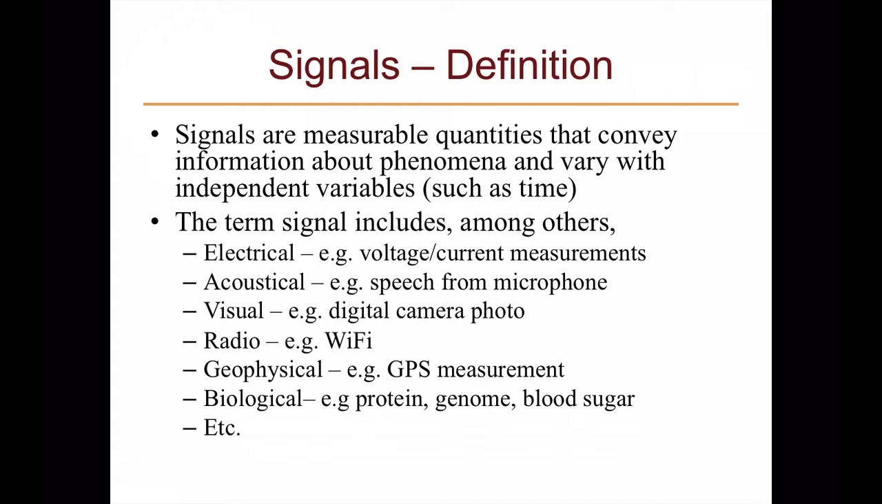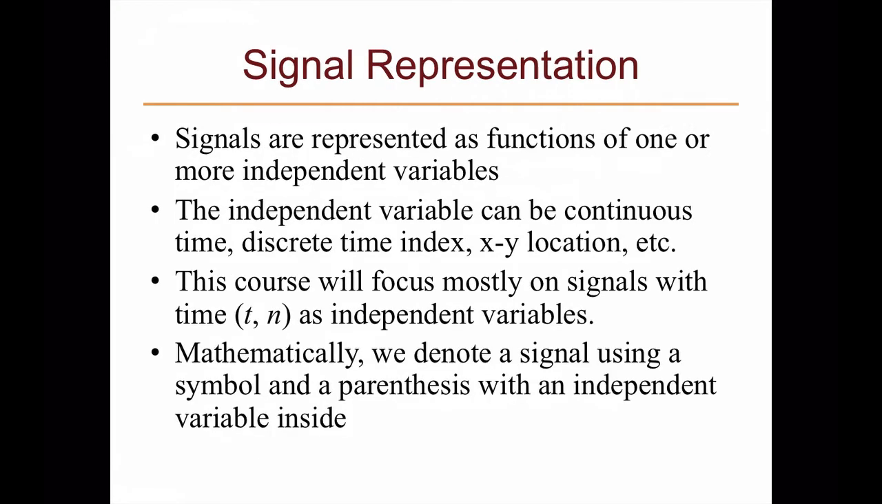So you can see that these quantities contain certain information, and by representing them as signals, we are able to use mathematics to help analyze or do tasks related to them. Signals can be represented as functions of one or more independent variables. These variables can be either continuous or discrete. This course will focus mostly on signals with time as the independent variable because they are the most basic one-dimensional signals.